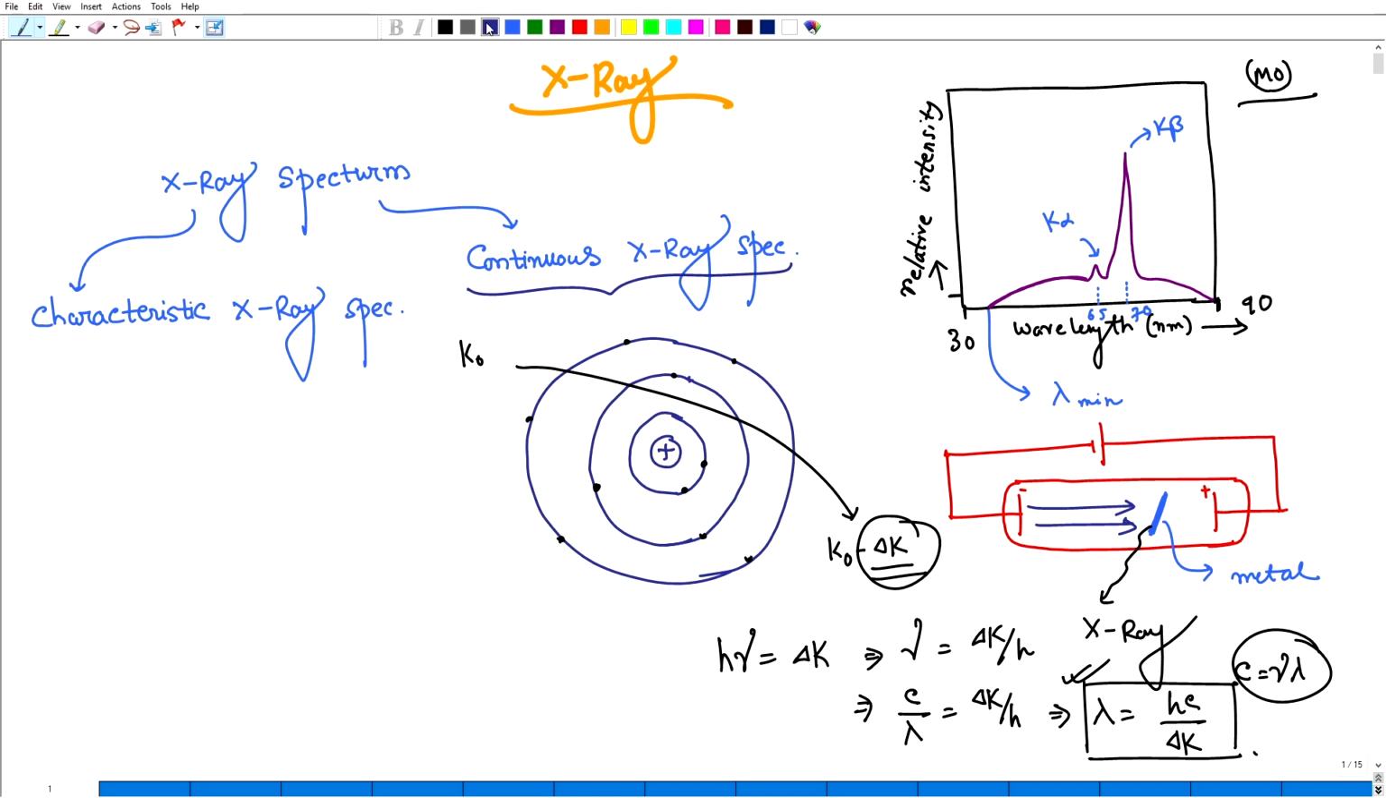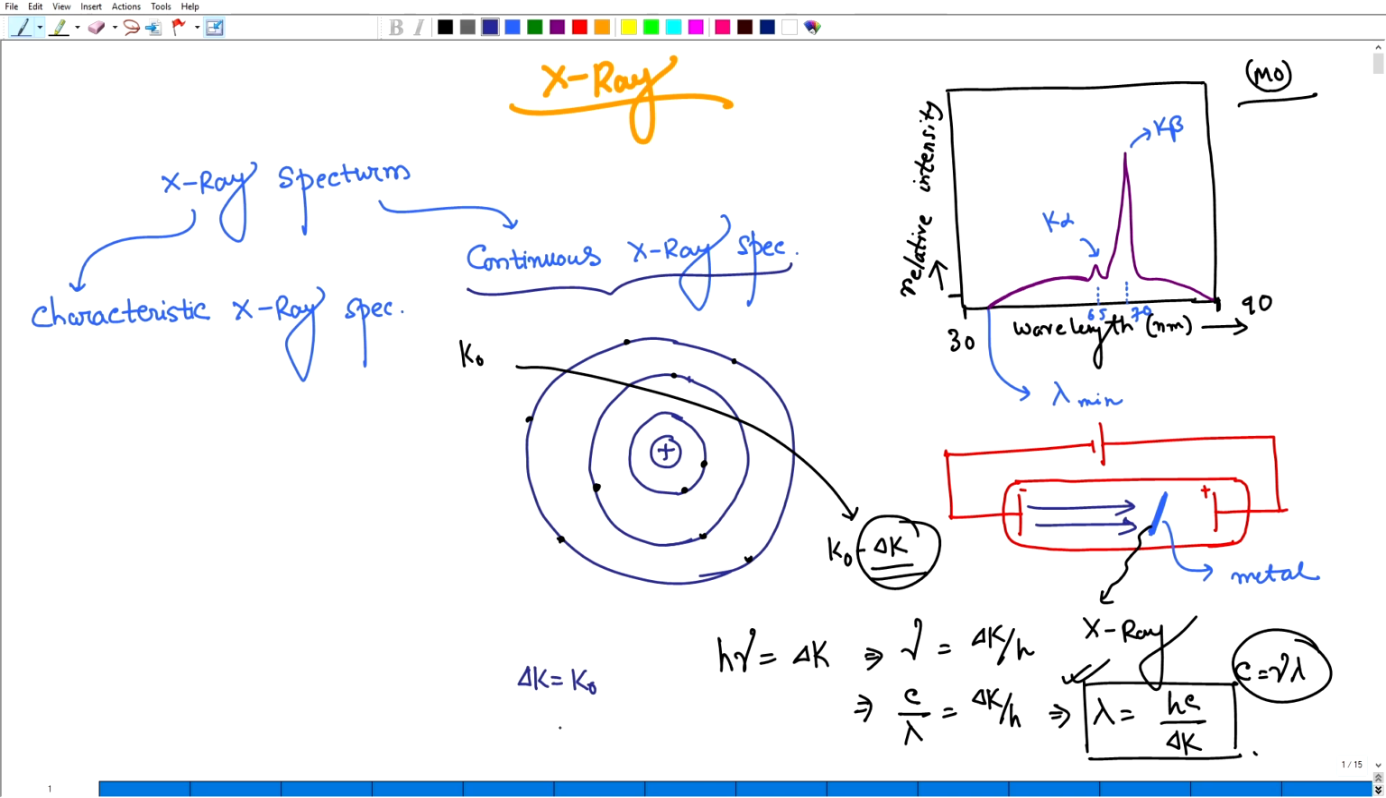But one more thing, it's important. Let's say during the first collision, if the total amount of energy is converted into the X-ray photon, then what will happen? The electron will be stopped, because it will have no kinetic energy, K will be 0. So in that case del k is actually k naught. Then only this will be 0.